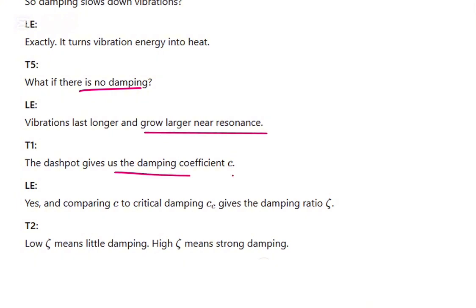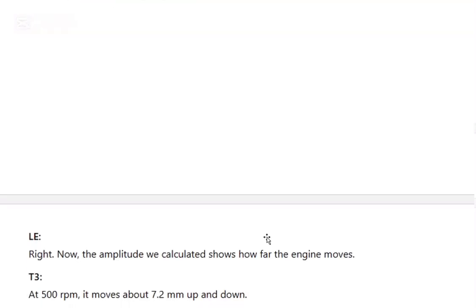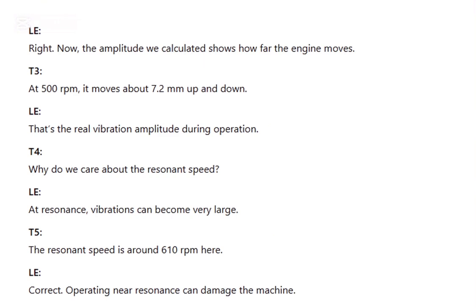The dashboard gives us the damping coefficient. Comparing that to the critical damping gives the damping ratio. Low rho means little damping, high rho means strong damping. Right. Now the amplitude we calculate shows how far the engine moves. So it is 7.2 mm up and down. That's the real vibration amplitude during operation.